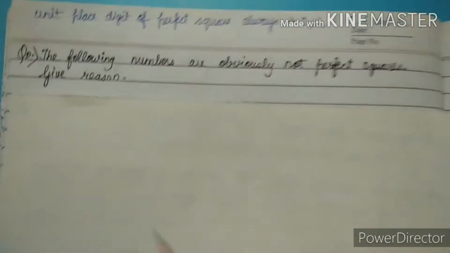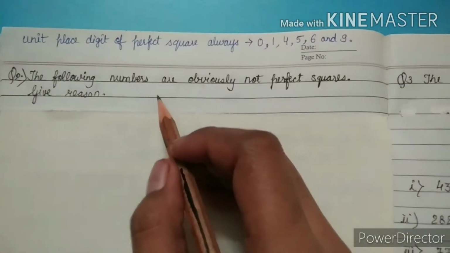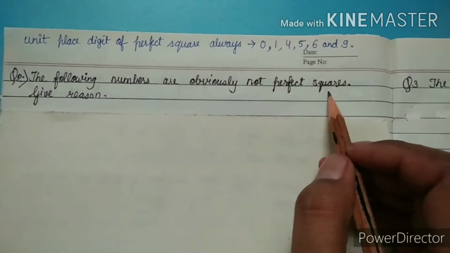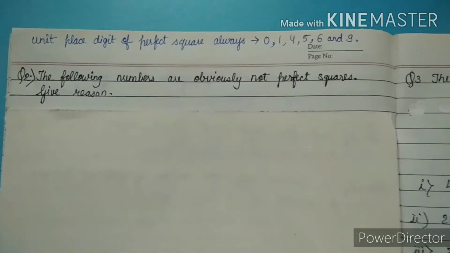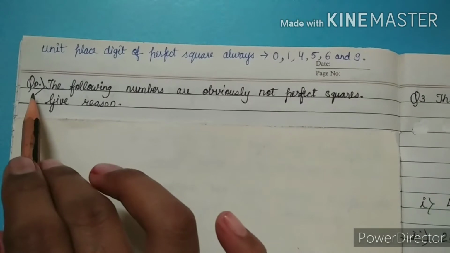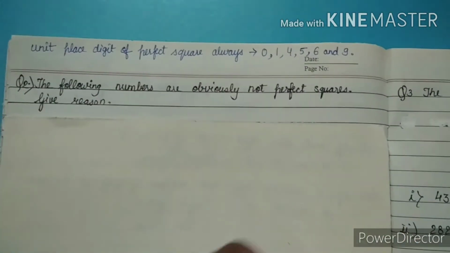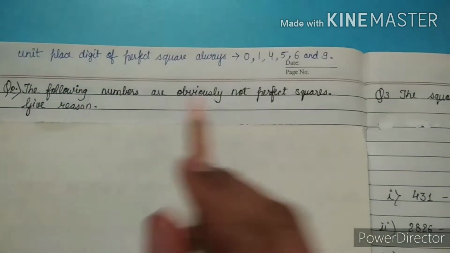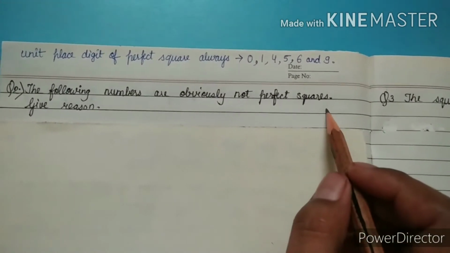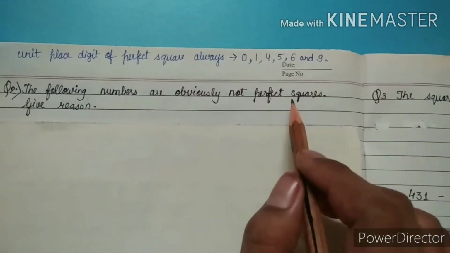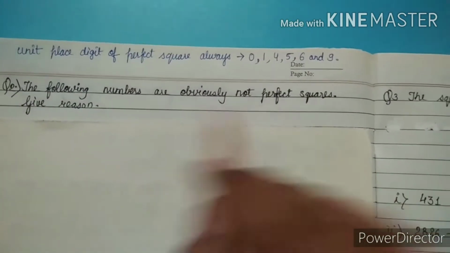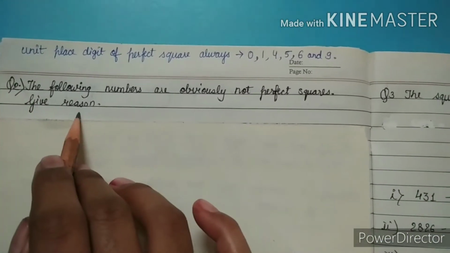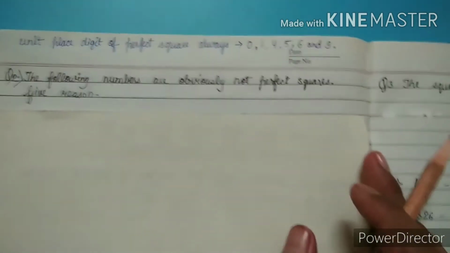Question number 2: the following numbers are obviously not perfect squares. Give reason. In this question, whatever numbers are given, they are all not perfect squares. They are only asking us to give the reason. So what is the reason?